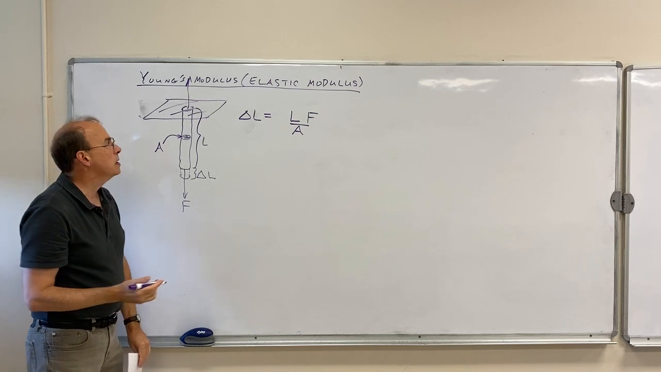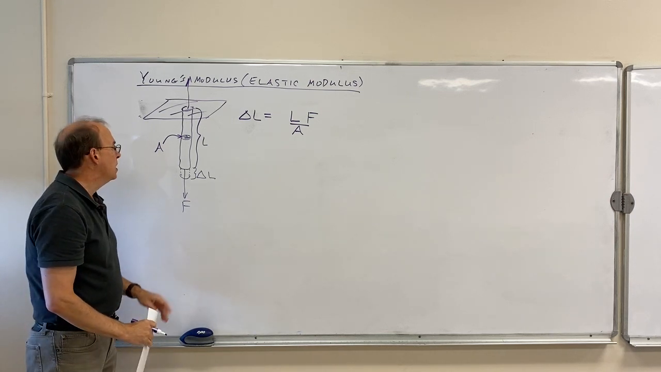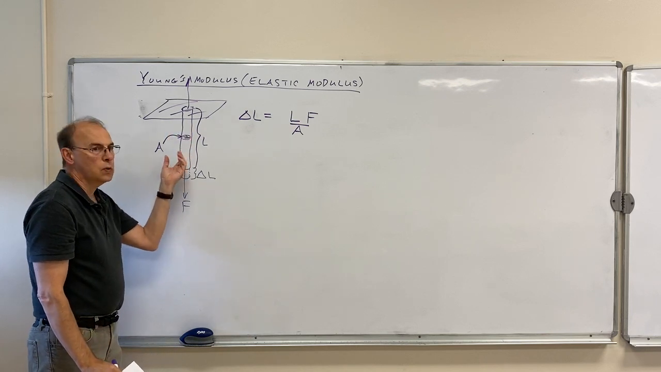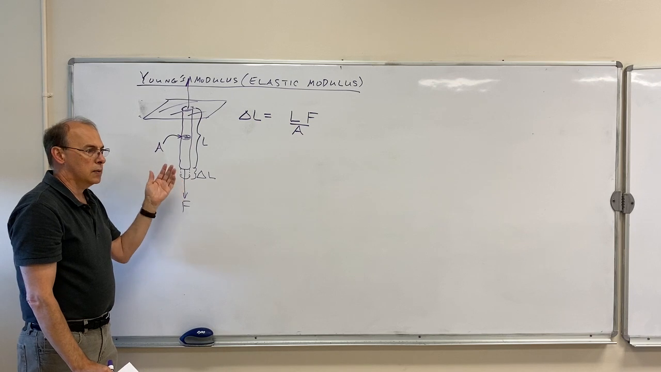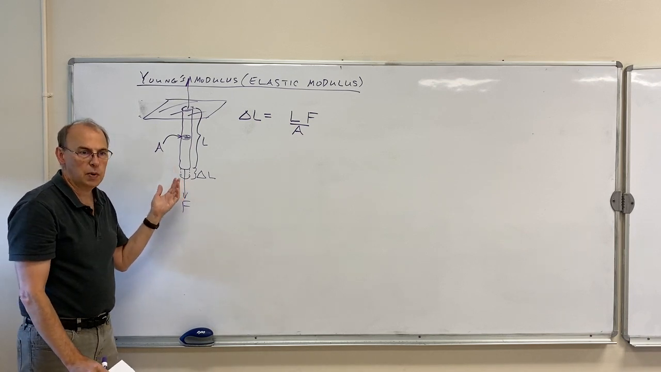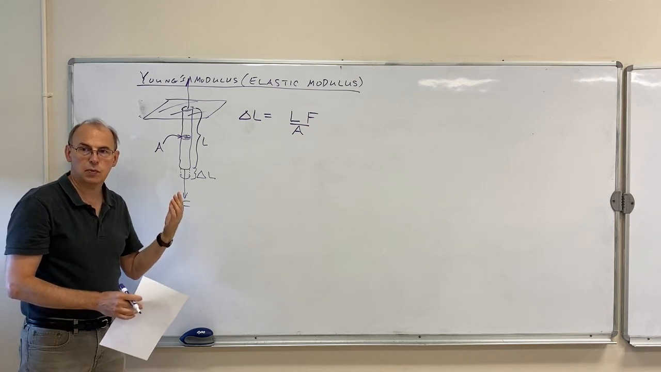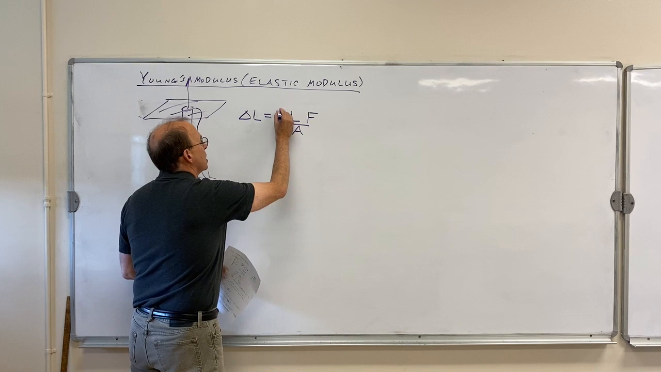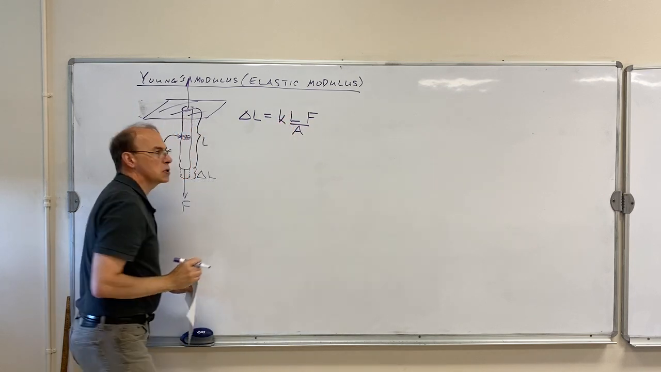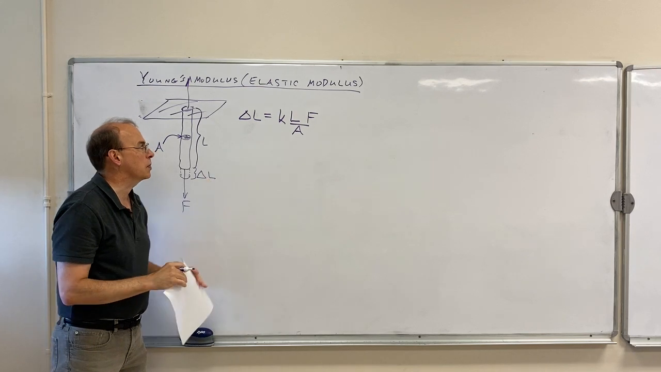And finally, how much it stretches depends on what the material is made of. If this is made of steel, it stretches less than if it's made of copper. You get a different amount of stretch if it's made of brass, different if it's made of wood. I don't want to give the impression it has to be a metal. It's easy to think about a metal. And so there's some constant here that depends on the material. And that's what this stretch all depends on.